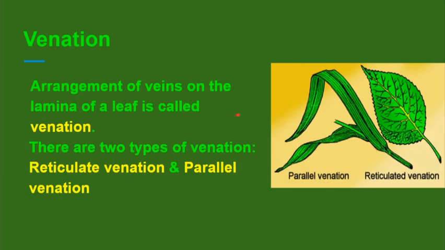Now, how the veins are arranged on different leaves, we call it venation. So venation means the arrangement of veins on the lamina of a leaf. Mainly there are two types of venation: reticulate venation and parallel venation. Plants like hibiscus have reticulate venation, and in parallel venation, the veins are arranged parallel to each other. For example, grass, maize, etc.